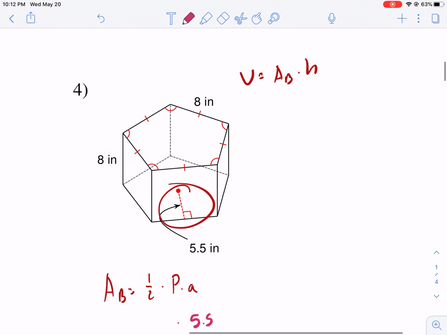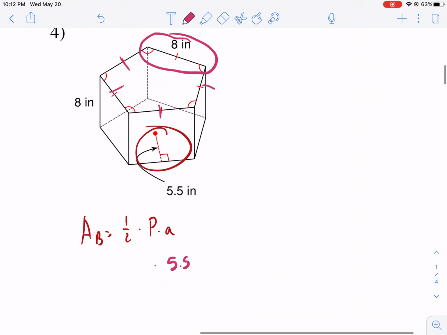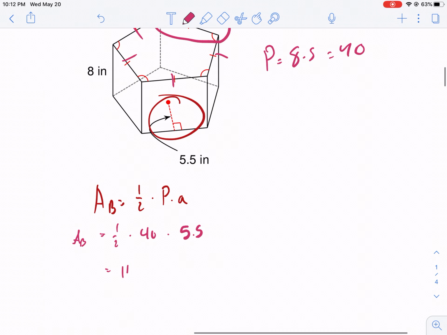The perimeter. Now this is where it's going to get a little tricky. It gives us a value of 8, and it tells us that all these distances are equal. So we know our perimeter is going to be equal to 8 times 5, or 40. 8 plus 8 plus 8 plus 8 plus 8, all the sides equals 40. You're going to multiply that by 1/2, and that's going to be equal to our area of the base. So essentially we're doing 40 times 1/2, that's 20, times 5.5, that gives us the good old-fashioned 110. So that is the area of our base.